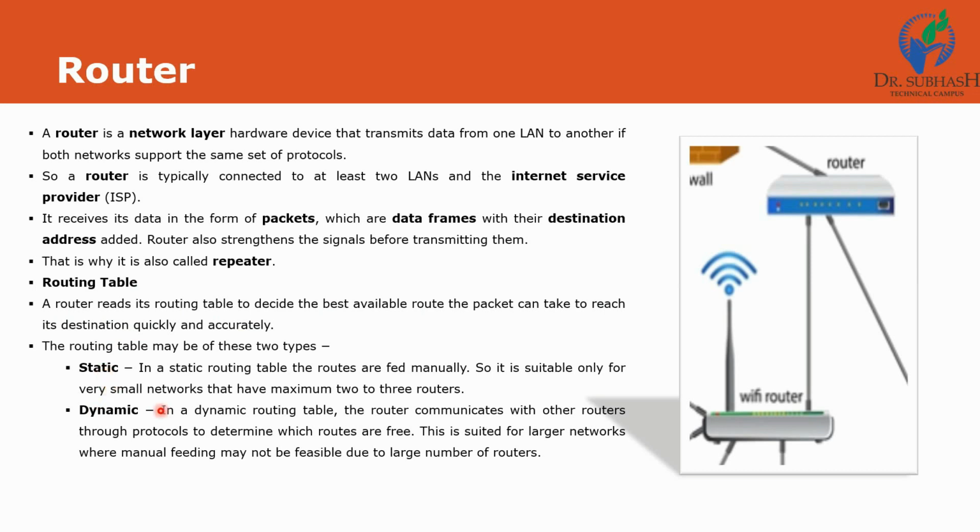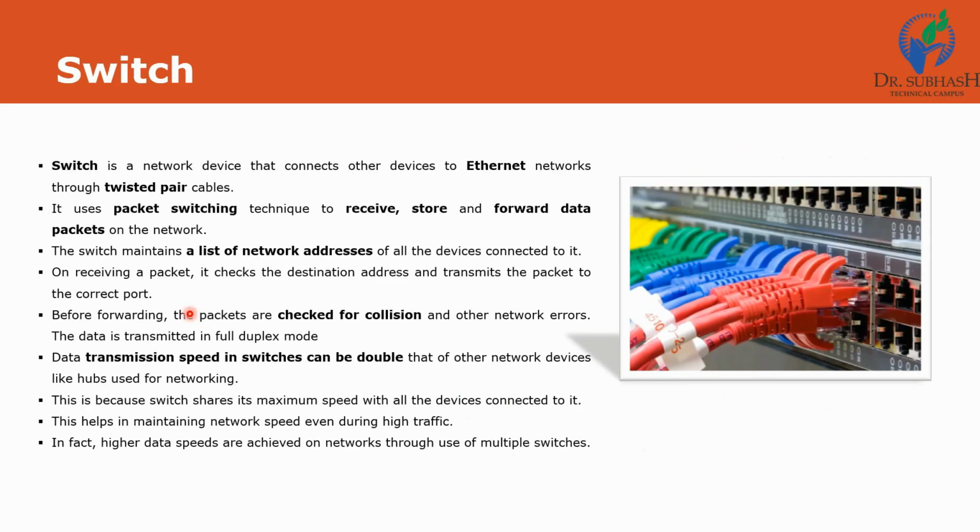And in a dynamic routing table, the router communicates with other routers through protocols to determine which routes are free. Automatically it will be managed. And after deciding a path, it also adds the route entry into the routing tables.